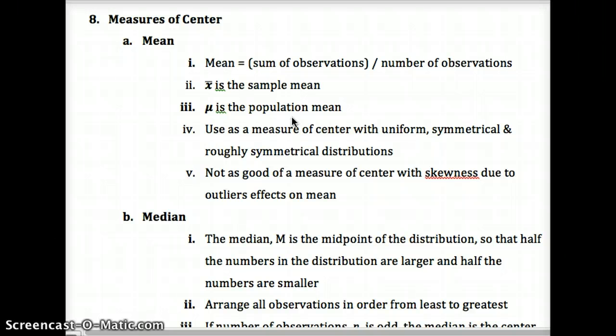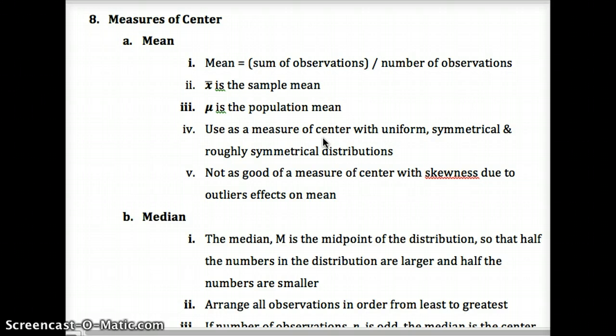So, when to use a measure of center. We use mean with uniform, symmetrical, and roughly symmetrical distributions. Remember, uniform was kind of like that flat line. Symmetrical means there's a mirror image left and right. So mean is a good measure then. If something's perfectly symmetrical or perfectly uniform, then the mean and the median are equal.